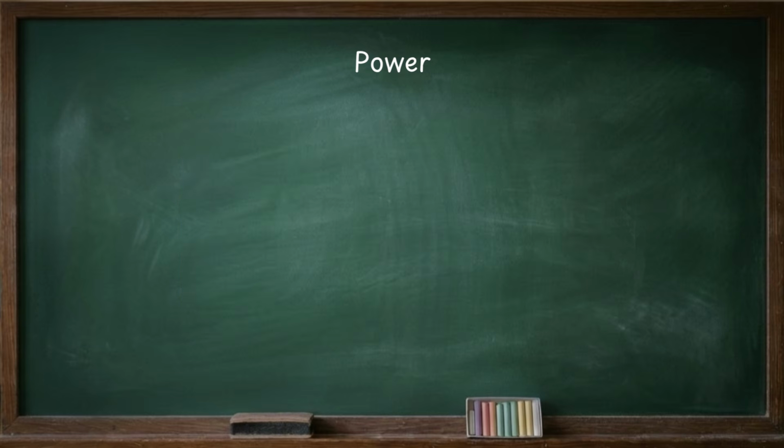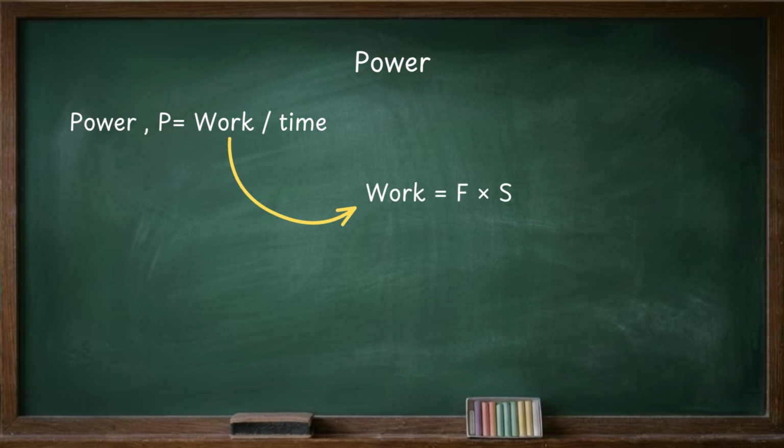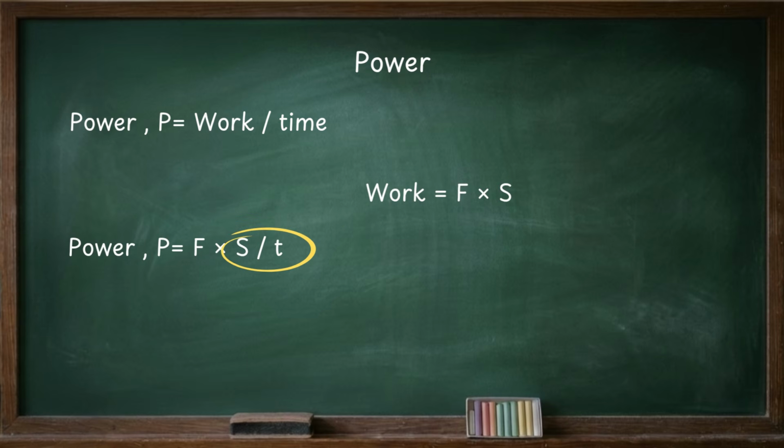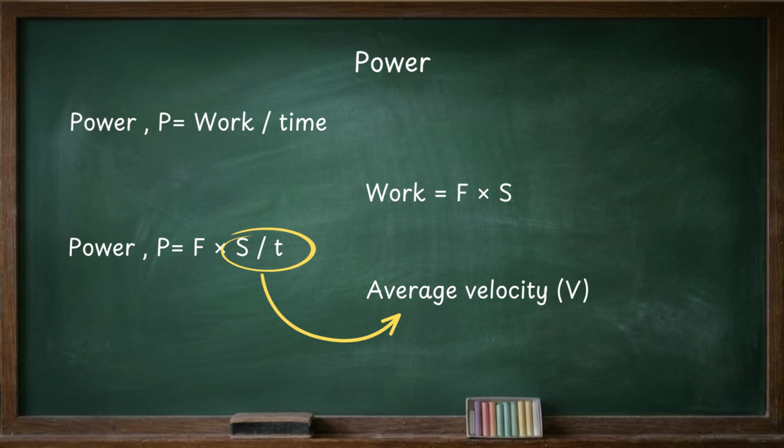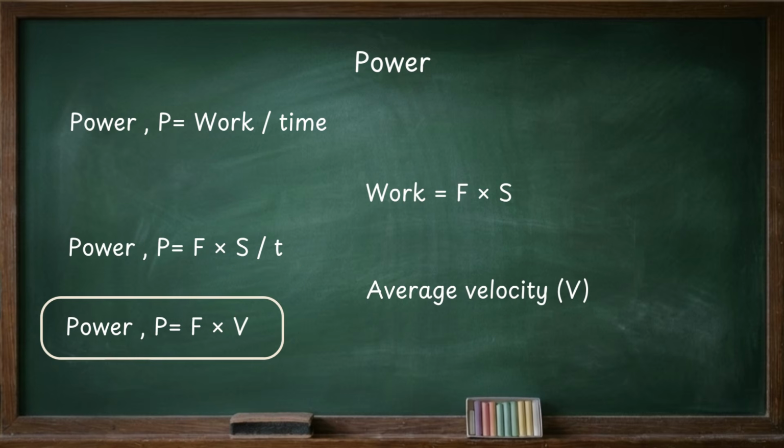There is also a clever shortcut to calculate power when an object moves at a steady pace. We have learned that the formula for power is work done divided by time. But work equals force times displacement. So we can rewrite our power formula as force multiplied by displacement over time. And what is displacement divided by time? It is average velocity. Therefore, power can also be easily calculated as force multiplied by average velocity. P equals F times V.